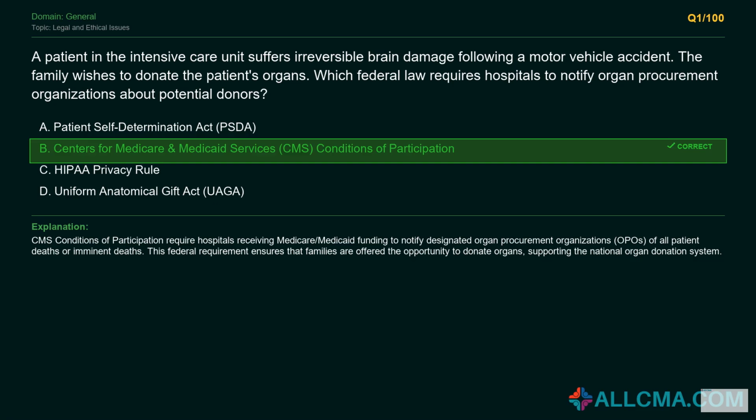The correct answer is B. CMS Conditions of Participation require hospitals receiving Medicare/Medicaid funding to notify designated organ procurement organizations, OPOs, of all patient deaths or imminent deaths. This federal requirement ensures that families are offered the opportunity to donate organs, supporting the national organ donation system.